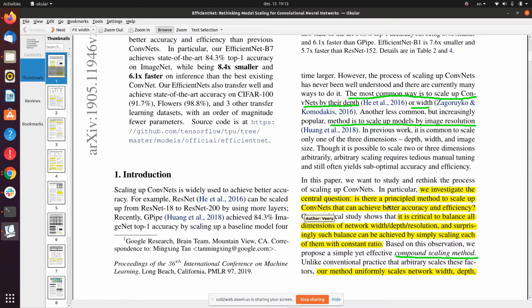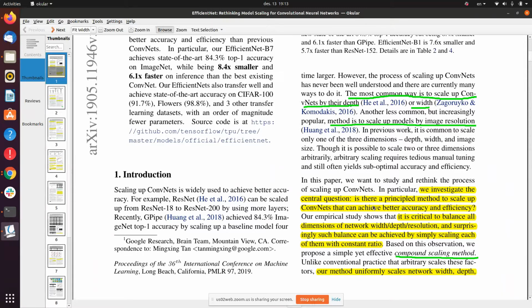So in this paper, they have summarized everything, and they try to see whether there is any principled method in which they can scale up the depth, width, and resolution. That is what the whole paper talks about. Earlier, some people concentrated on depth, some on width, some on resolution. But in this paper, they have studied the best, principled way in which we can scale up all three.